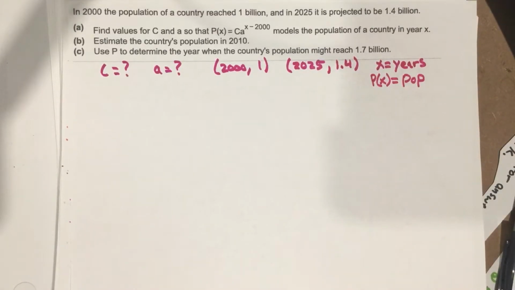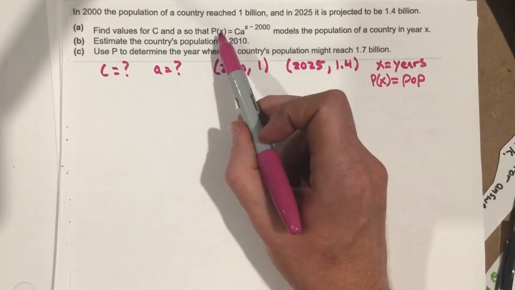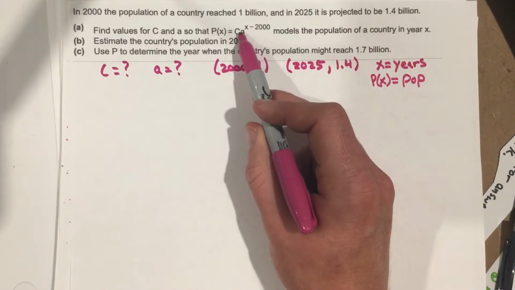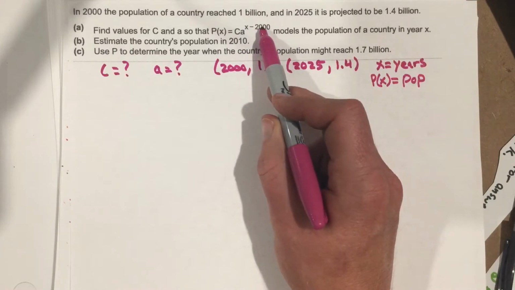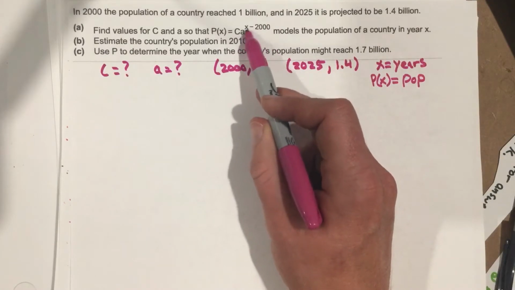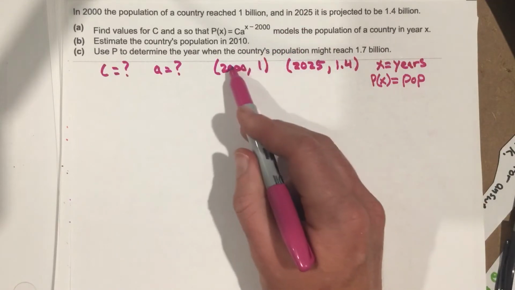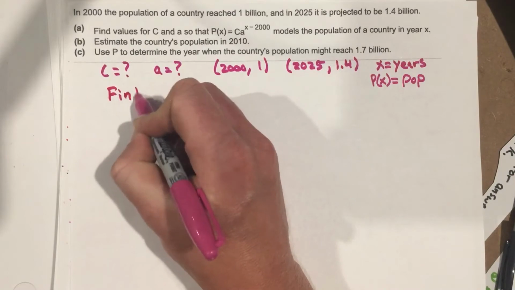All right, so how are we going to go about doing this? Well, first of all, we probably want to use the year 2000 because we don't know what A is. And if we use the year 2000, we get 2000 minus 2000, which will be 0, and A to the 0 we know is 1, so it'll cancel out, which is important. So let's use this to find C. So our first goal is to find C.